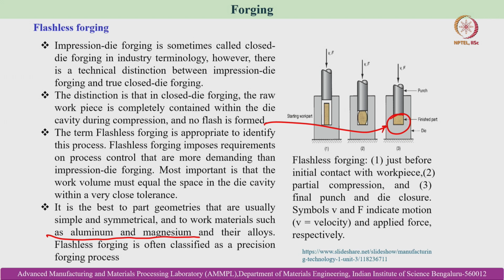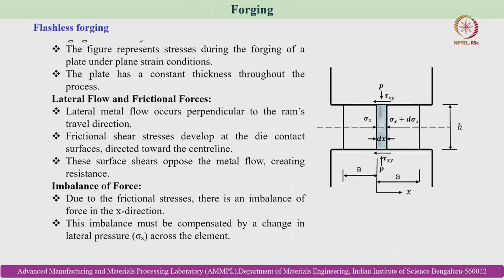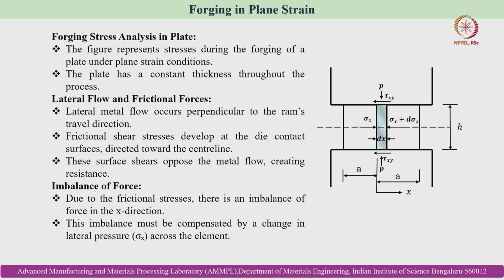Because of the dimensional tolerance that we can get, with no flash involved, there is no need for any finish machining to arrive at the final dimension. So this is a precision forging process, and precision forged parts can be manufactured by the flashless forging technique.